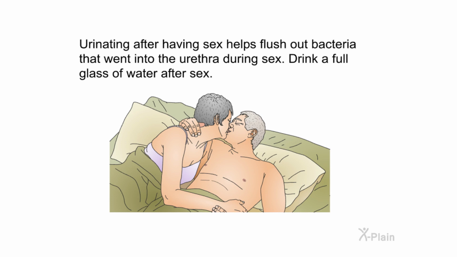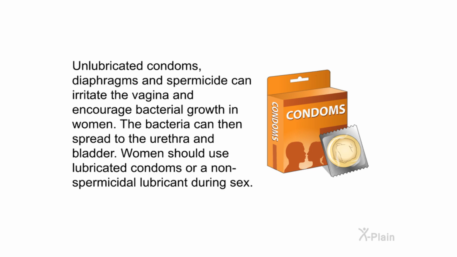Urinating after sex helps flush out bacteria that went into the urethra during sex. Drink a full glass of water after sex. Unlubricated condoms, diaphragms, and spermicide can irritate the vagina and encourage bacterial growth in women. The bacteria can then spread to the urethra and bladder. Women should use lubricated condoms or a non-spermicidal lubricant during sex.